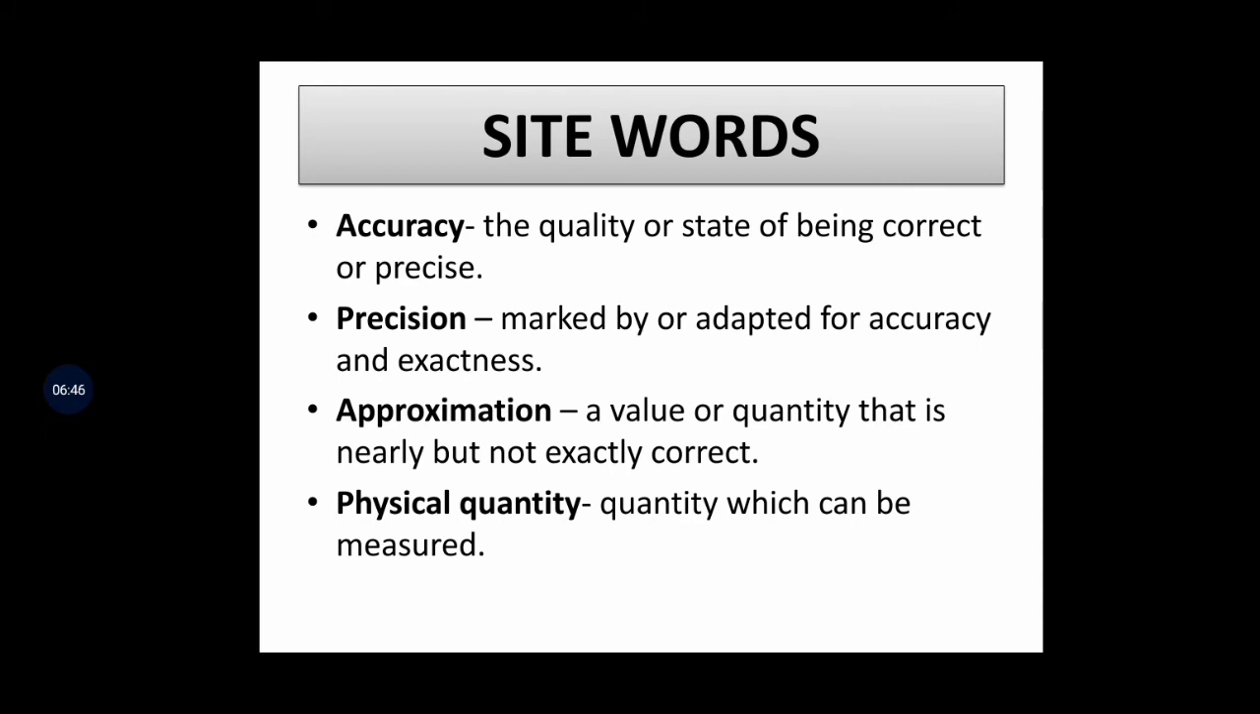Sight words. First word, accuracy: the quality or state of being correct or precise. Second word, precision: marked by or adapted for accuracy and exactness. Third, approximation: a value or quantity that is nearly but not exactly correct. Last, physical quantity: quantity which can be measured.